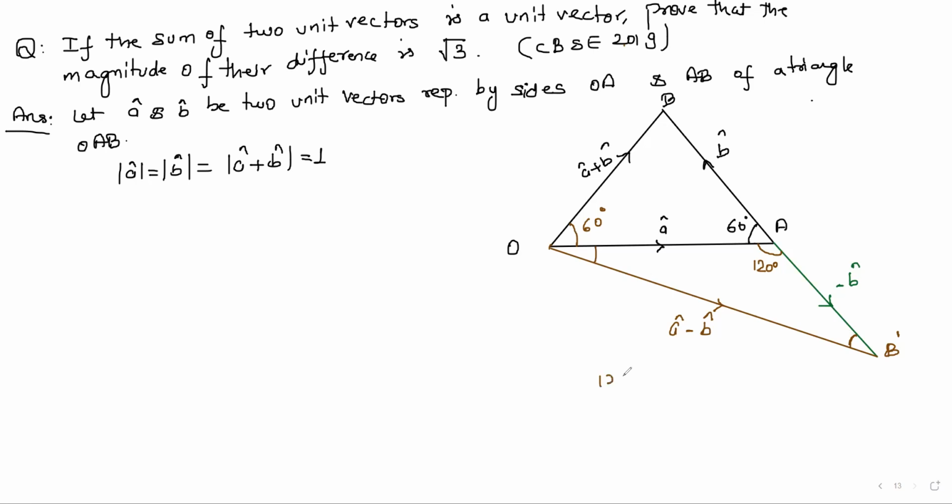So 120 degree. Let this angle be x. So plus x. This plus x is equal to 180. So twice of x is equal to 60. So we can say x is equal to 30. ठीक है, Maitri and Lakshya, this clear? Yes, sir.